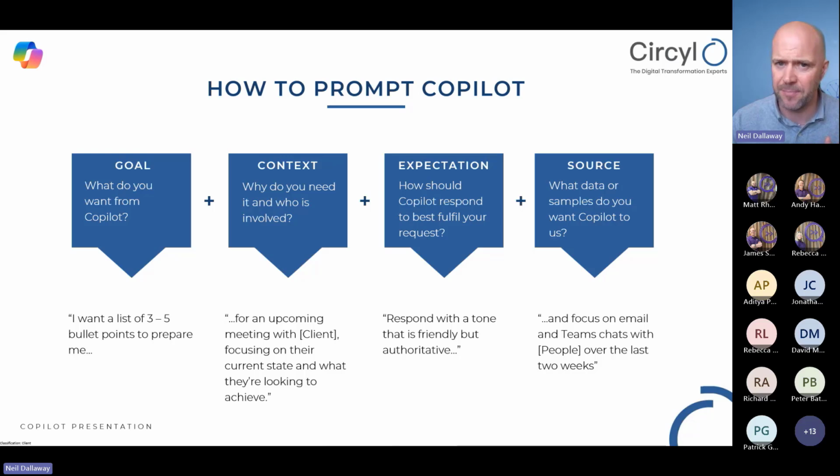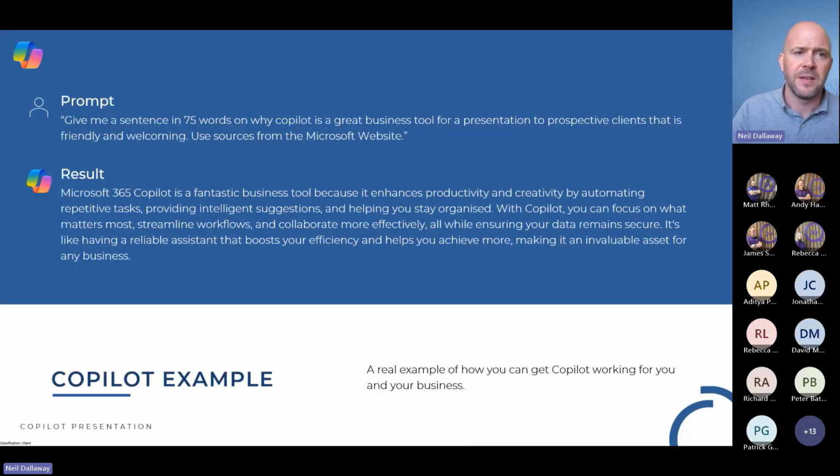And what data or samples do you want us to get? So I've given an example here. I want a list of 3 bullet points for an upcoming meeting with X, focusing on their current state. Respond with a tone that's friendly and authoritative, and focus on email and Teams chats over the last 2 weeks. Now, if you do that, it will bring that information together, and then all you have to do is tweak that information based on how you want to change it.